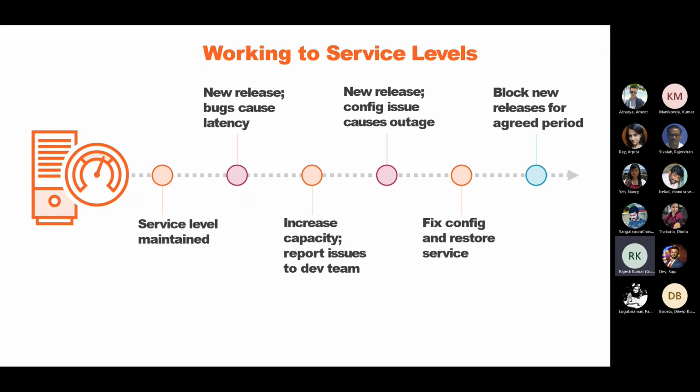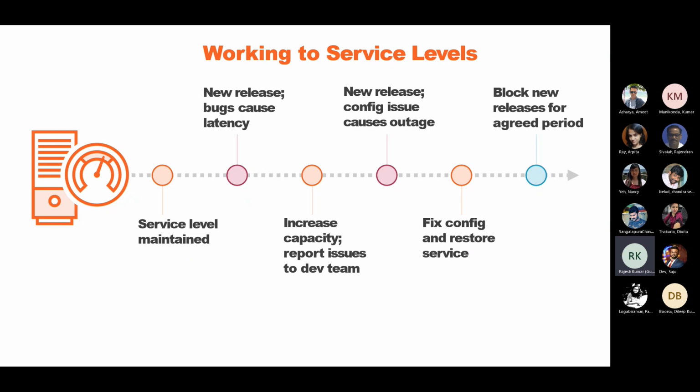Now, working with the service levels. This is one of the huge cases. Service level is maintained. Then you did a new release, and one bug caused latency issues. So what happened? Increase the capacity, report the issue to the development team. Now, a new release with config issues causes outages. What you did manually, you fix the config and restore the service. Block new releases for an agreed period.